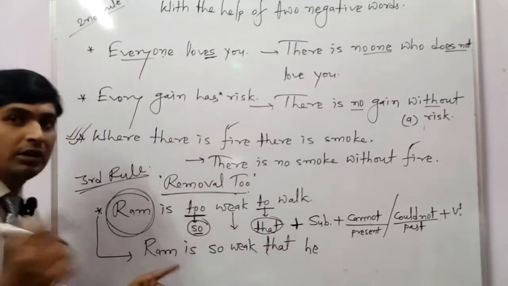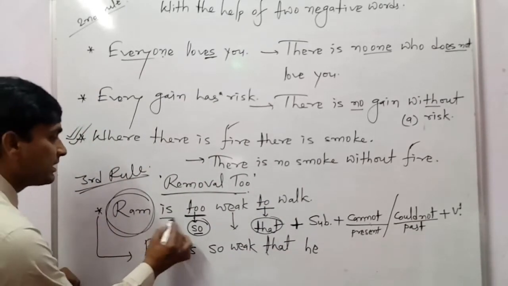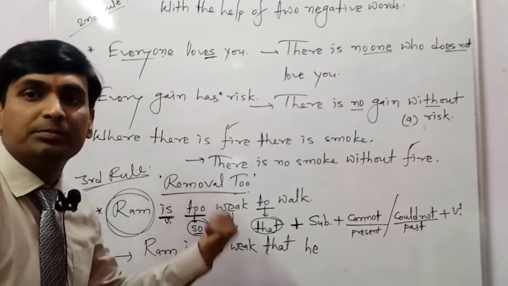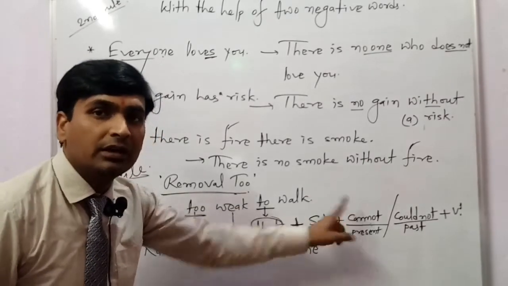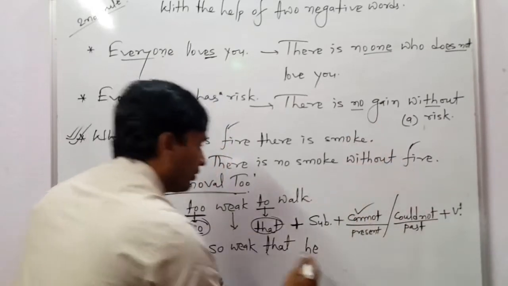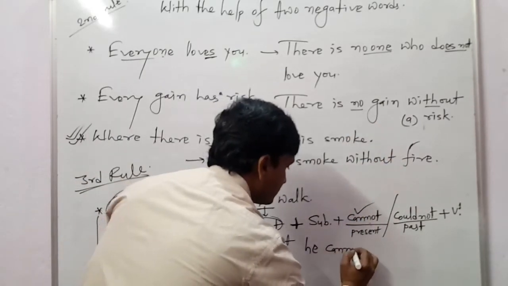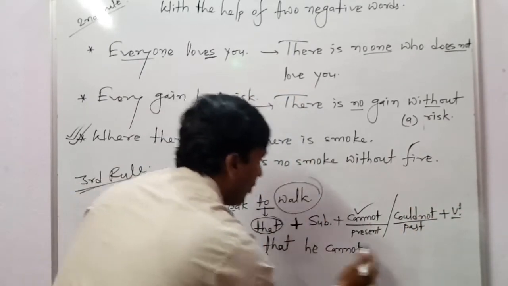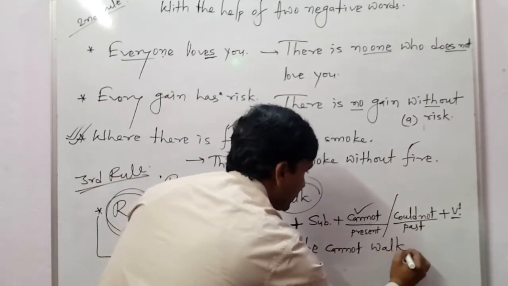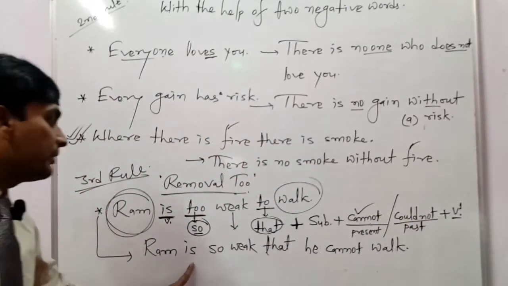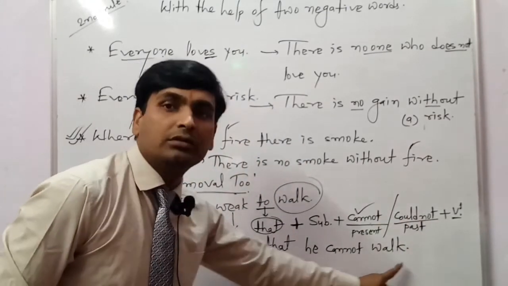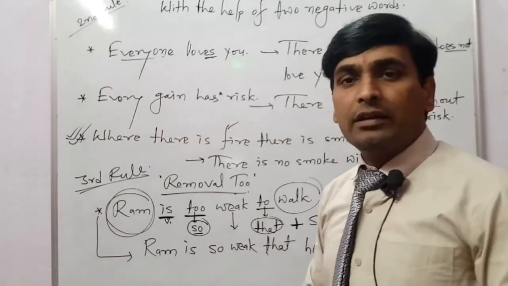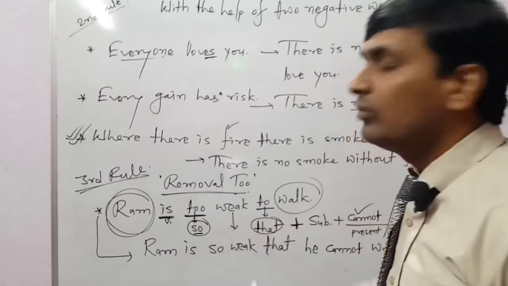Now let's consider the sentence. The sentence has the verb "is". Is, am, are means it is in present tense. So what do you have to use here? "Cannot". So he cannot, and then the first form of the verb, that is "walk". Now your sentence has been interchanged like: Ram is so weak that he cannot walk. I hope you have got it. Clear, students? Let's take one more example of removal of "too".